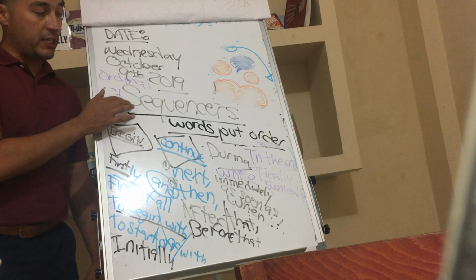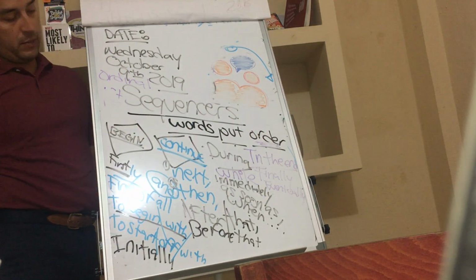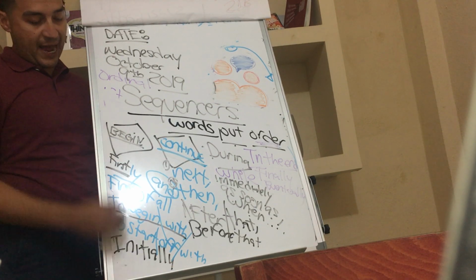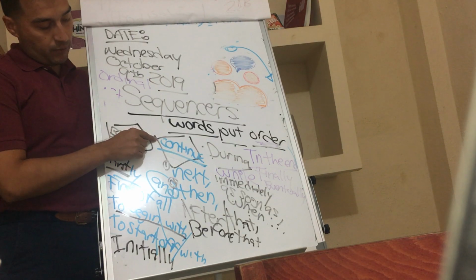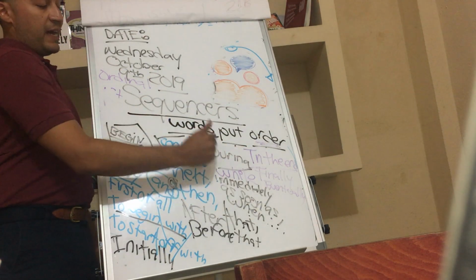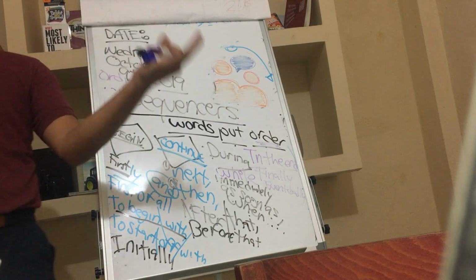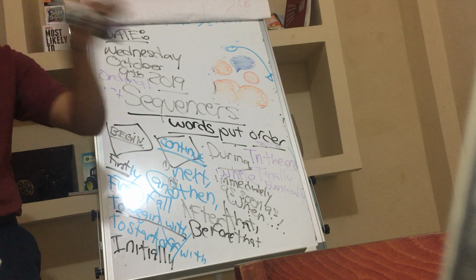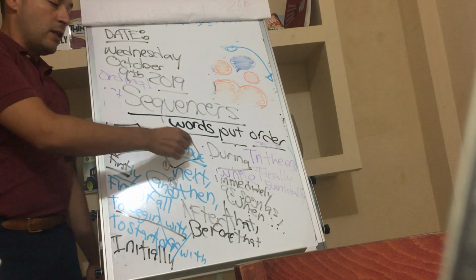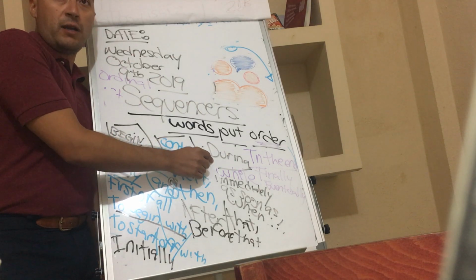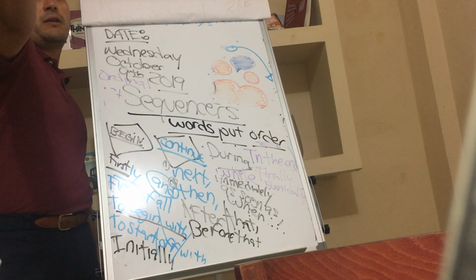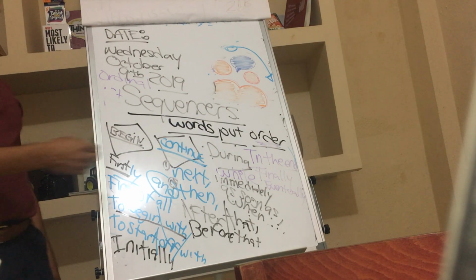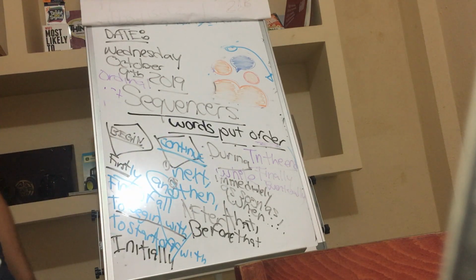So these are called sequencers, to put order. Okay? First group, to begin, to continue, and to close. And these two things happen at the same time. This and this at the same time. Okay? During my shower, you make dinner. I shower, and you make dinner. Yes? While I shower, you make dinner.